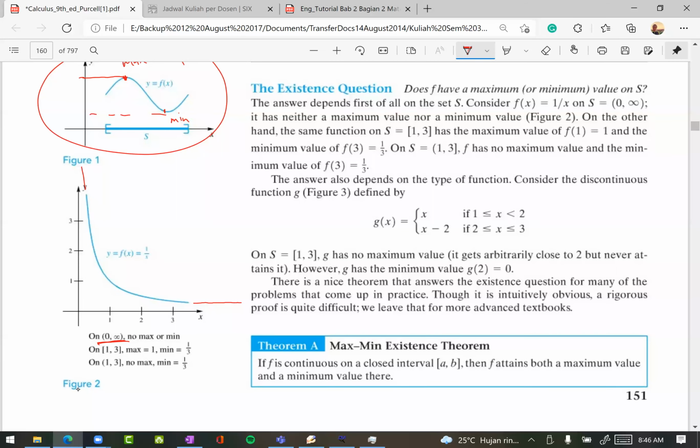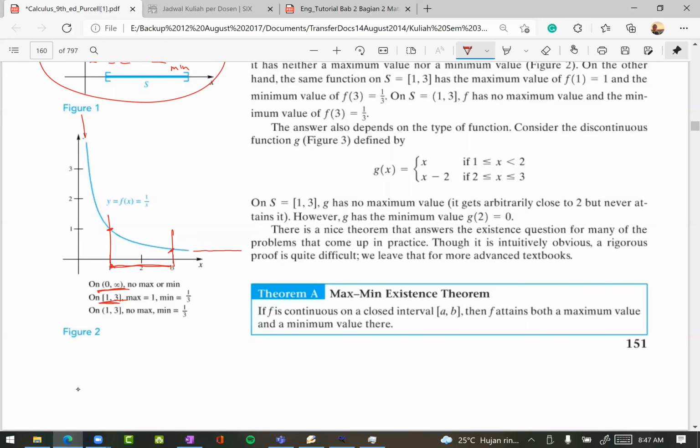However, if we restrict it on y between 1 and 3, you see to the left, that's the highest point. That's the maximum. The lowest would be on the right. That's the minimum. So you see here, maximum and minimum really depend on the set. Some sets allow you to have max and min. Some sets just don't allow.